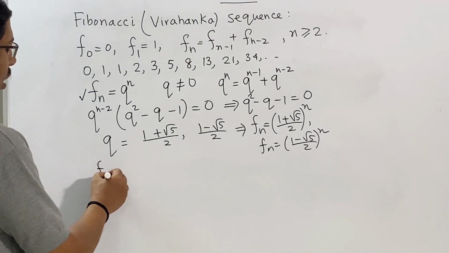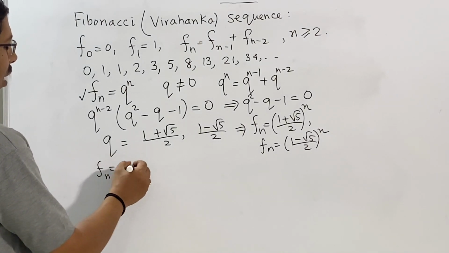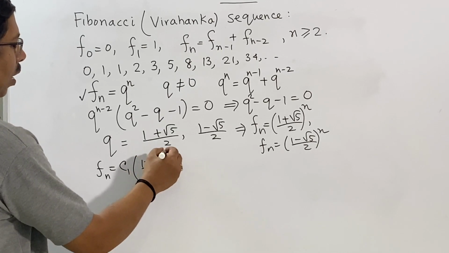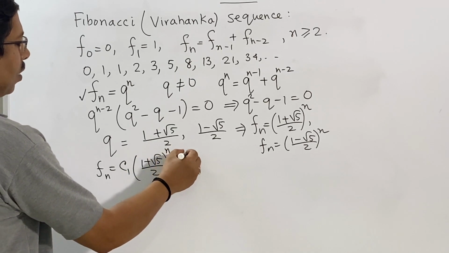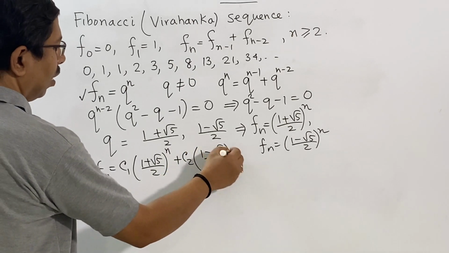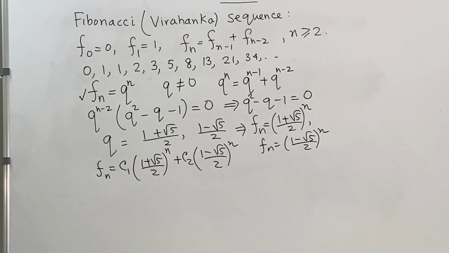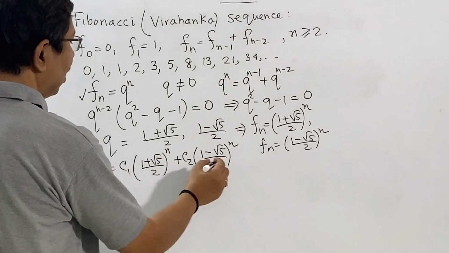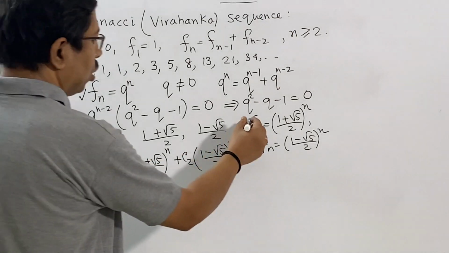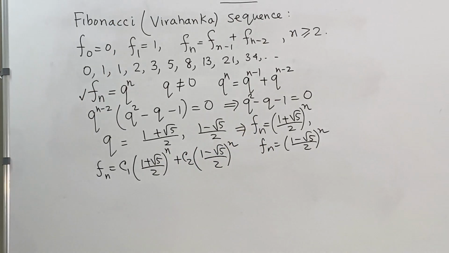That means if I take Fn is c1 into ((1 plus root 5) by 2) to the power n plus c2 into ((1 minus root 5) by 2) to the power n, you can quickly check that this linear combination of these two expressions also satisfies the Fibonacci sequence expression.